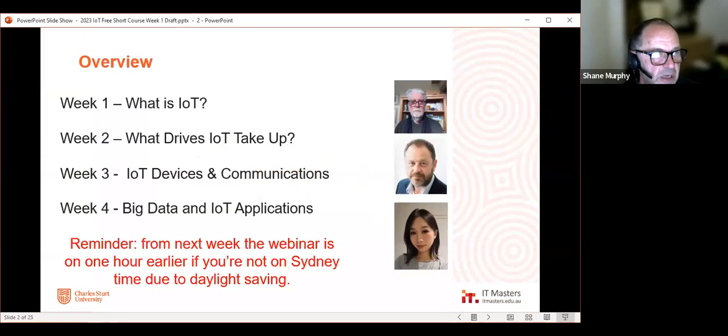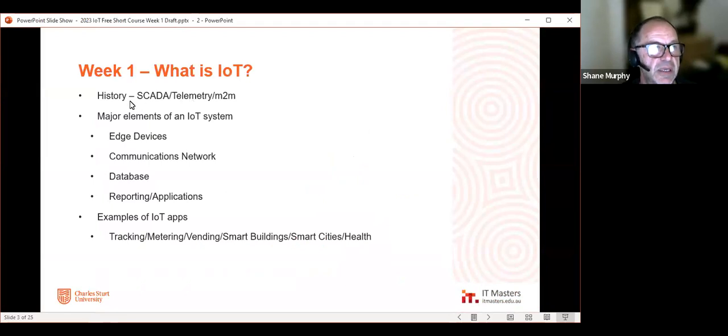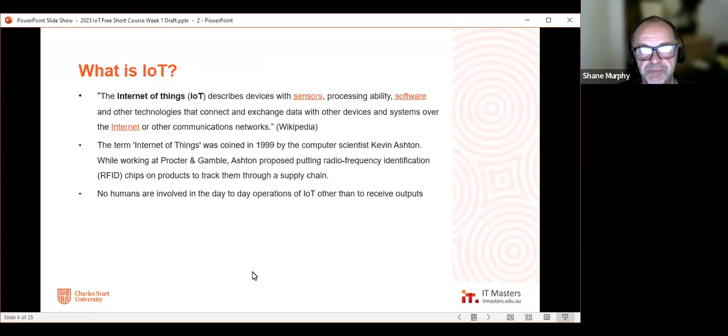What drives IoT take-up, as I said: IoT device and comms, big data and applications. That's our focus this week. History: where it came from, because the Internet of Things as a concept was coined about 25 years ago, but it's still only been used widely for the last 10 or 15 years. The major elements of a system and how they all come together, we'll talk a little bit about those, along with some examples of IoT apps and why people use IoT. So it's going to be reasonably high level, with a lot of generic information this week around what's going on and what has happened in the past. So let's start with the definition.